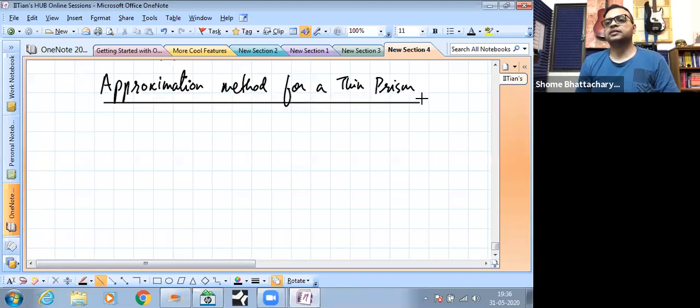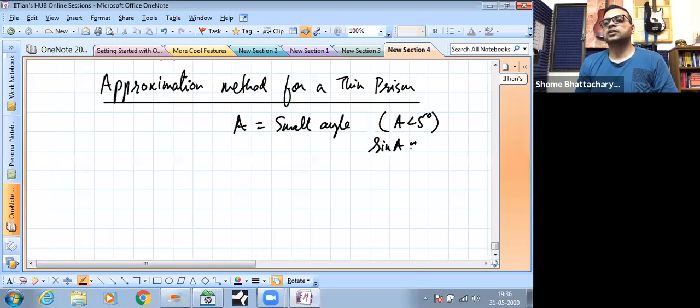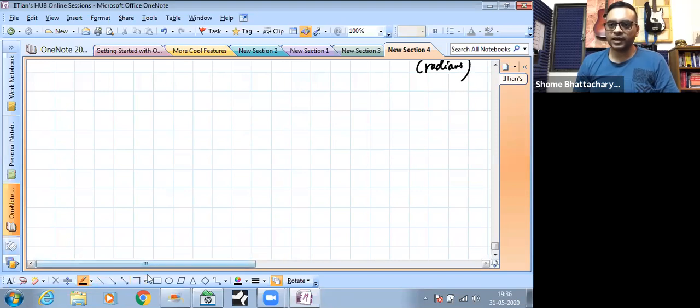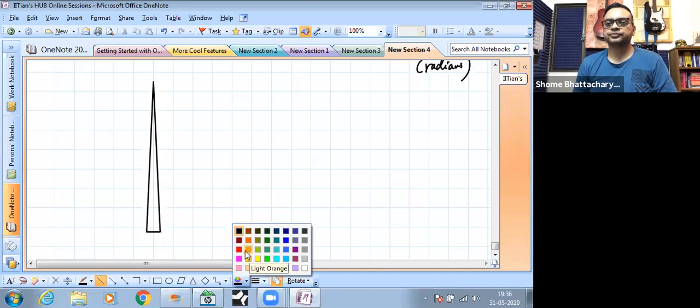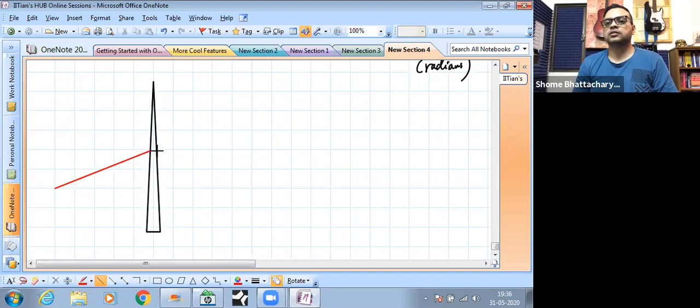So by thin prism we mean that the angle of the prism is a very small angle. Typically it should be less than about 5 degrees, such that sine A can be approximated as A in radians, of course. So that we can do that small angle approximation. So now what happens in the case of a very thin prism is that there is hardly any deviation of light, and we'll understand that like this, because there is very, very little deviation.